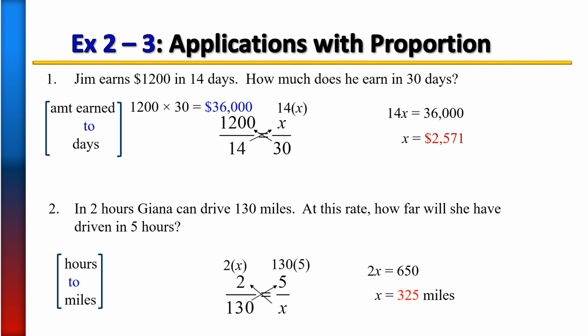If you said 325 miles, that is correct. And notice that my unknown was on the bottom, which was miles. I wanted to know, in 5 hours, how many miles will she have driven? And the answer again is 325 miles. There you have it.